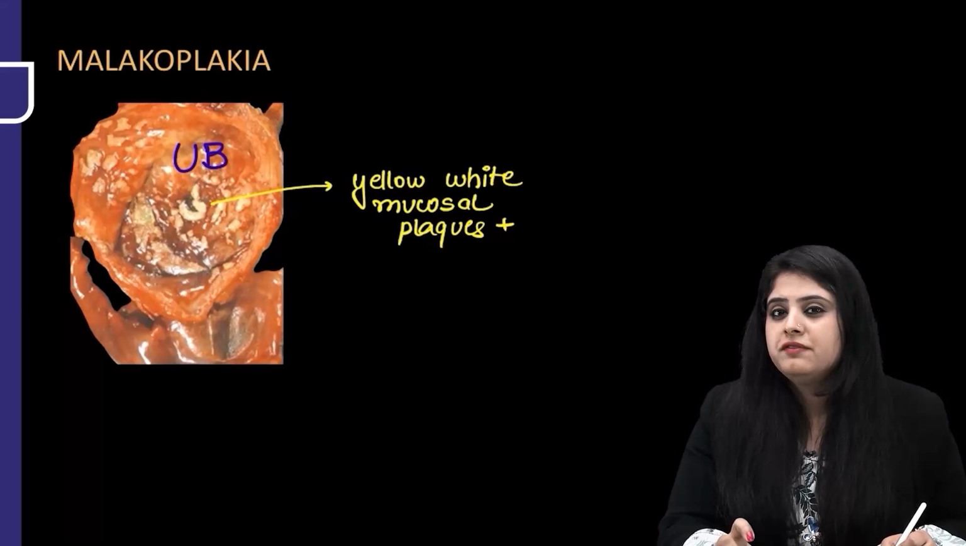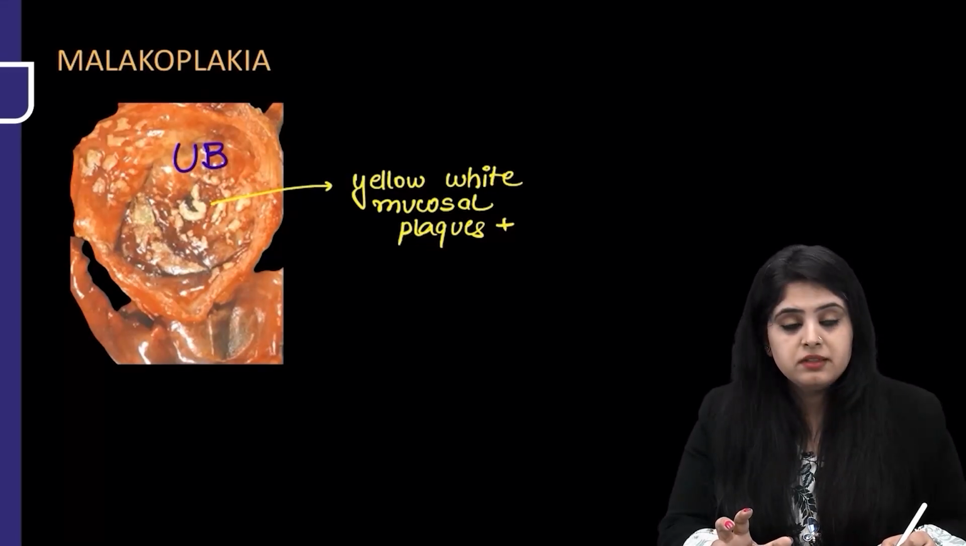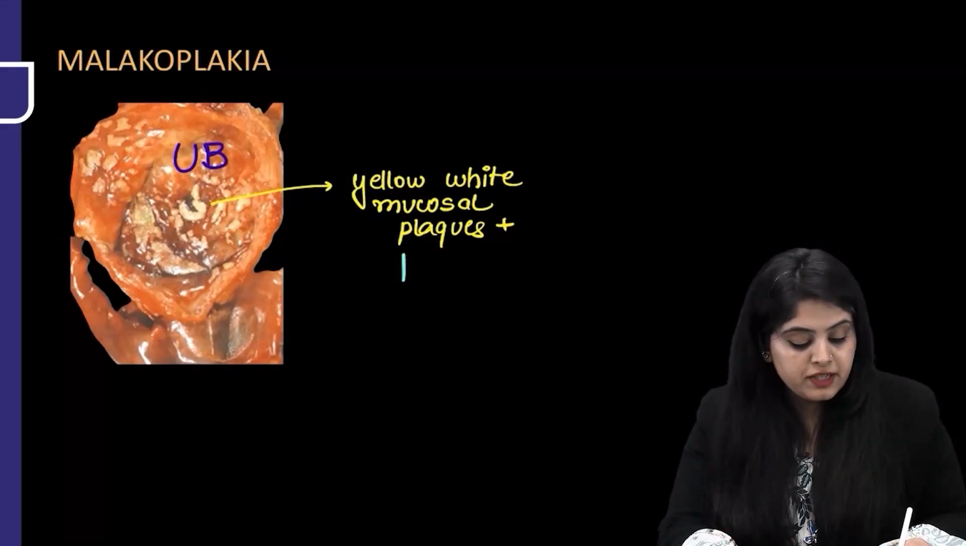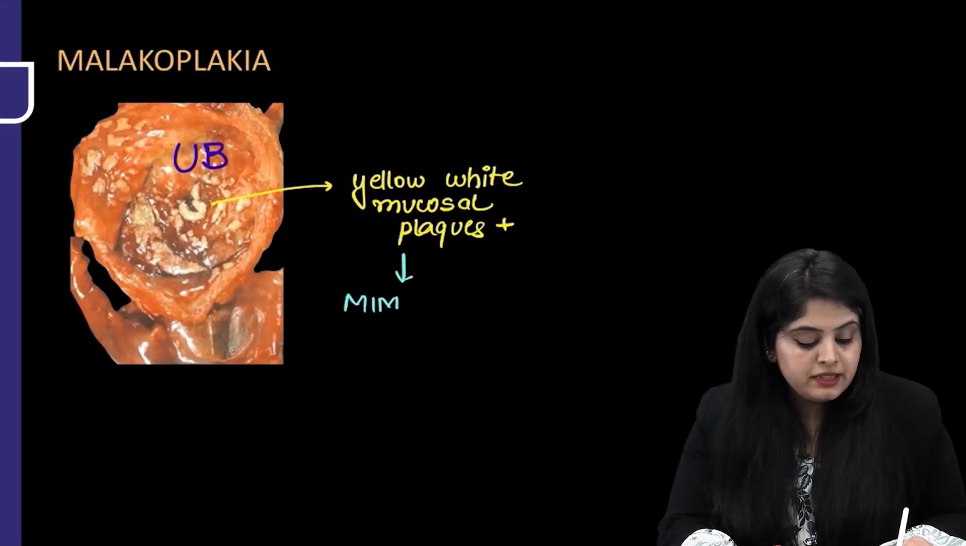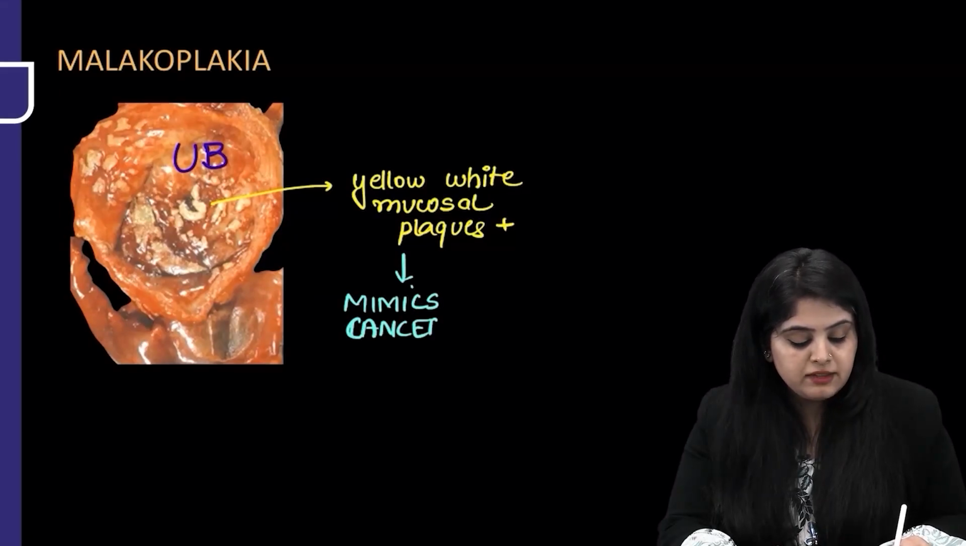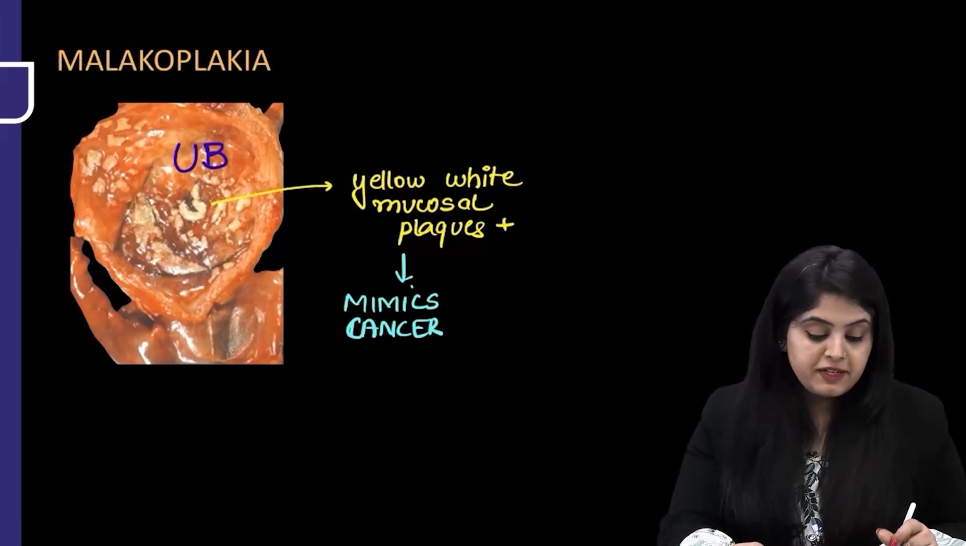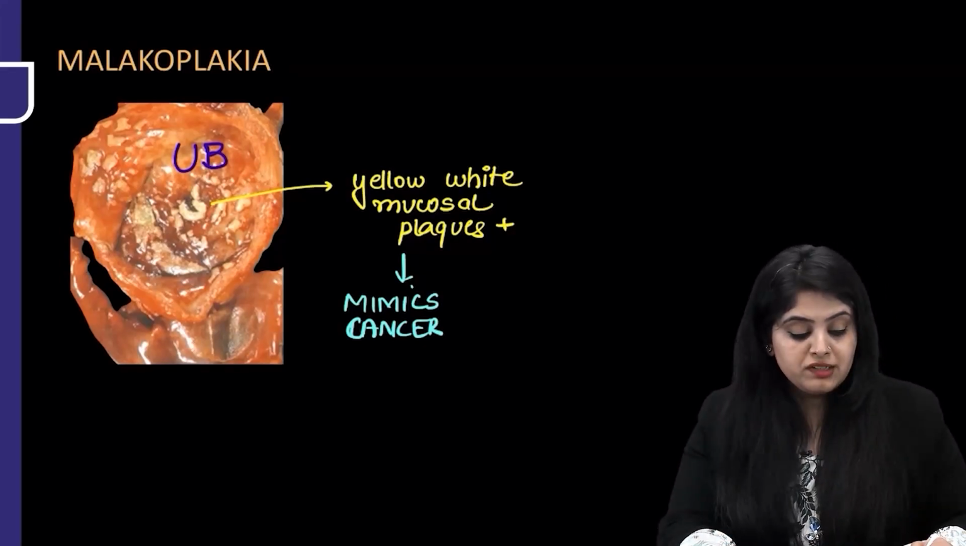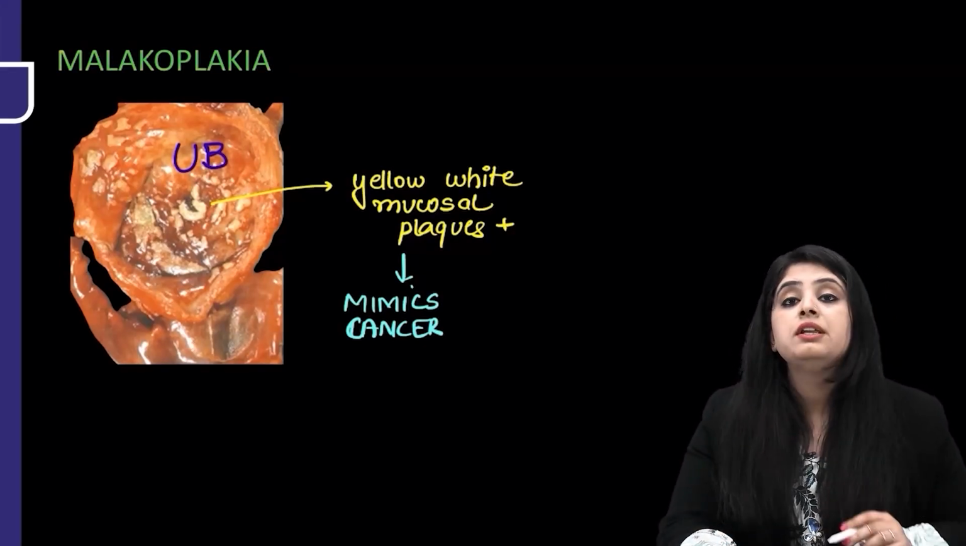So, whenever you see whitish areas in the urinary bladder, the clinician always gets worried: is it cancer? Yes, this tends to mimic cancer. So how will you rule out cancer? You will have to do a biopsy. Fine. So this disease which you call malakoplakia very commonly mimics cancer.